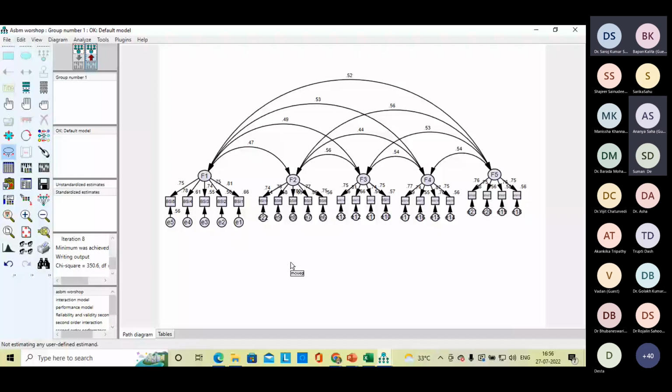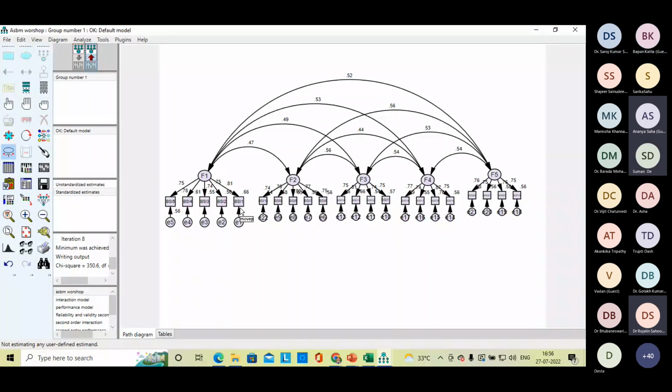That means, what is AVE? I was saying AVE, average variance extracted. That means all the variance explained by BSI 1 to BSI 5 will be added on, sum of it divided by 5. Very simple.